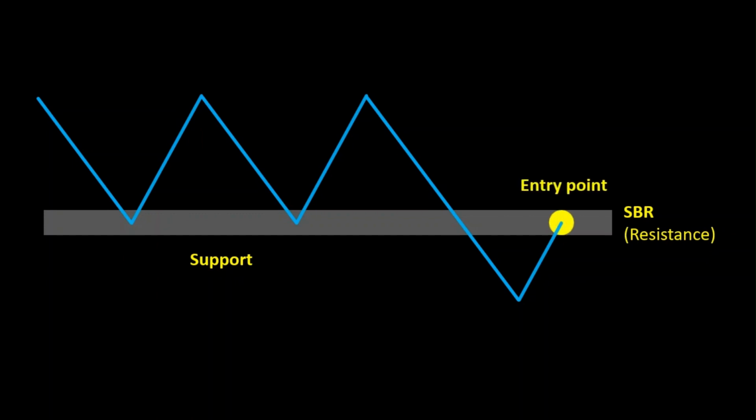Now let's talk about SBR and RBS levels. When a support is formed after multiple rejections from the same area and then the price breaks below the support level, this support will now act as a resistance and is called support become resistance, or SBR level. Once the SBR is formed, we look for the price to pull back to the SBR level. This sets up a potential selling opportunity, since there's a high probability that the price will continue downward after retesting the SBR level.